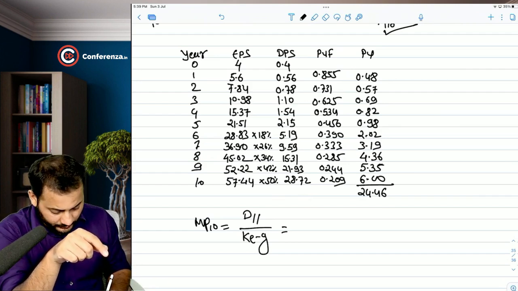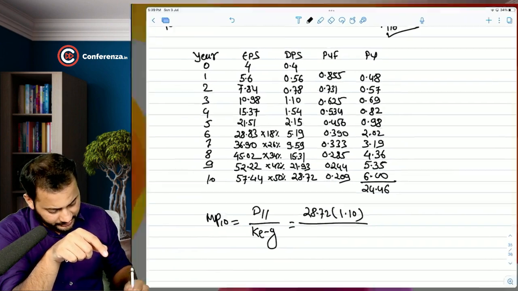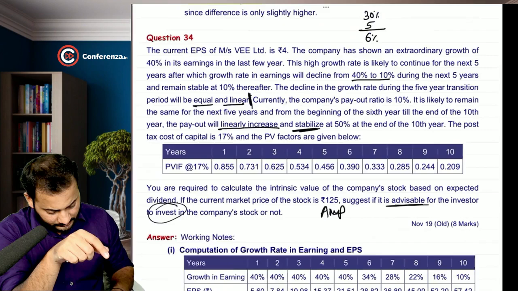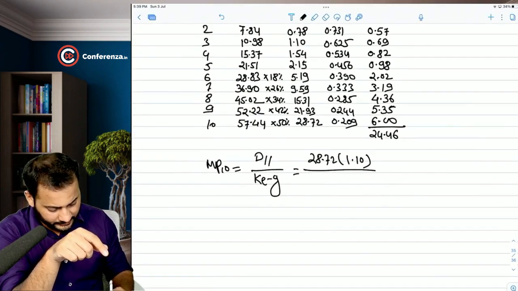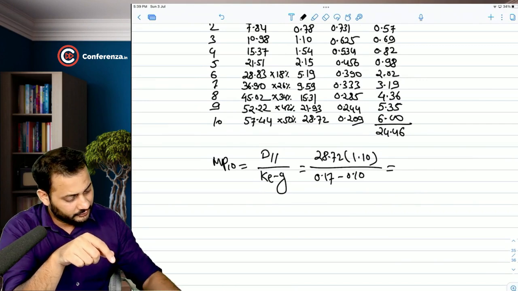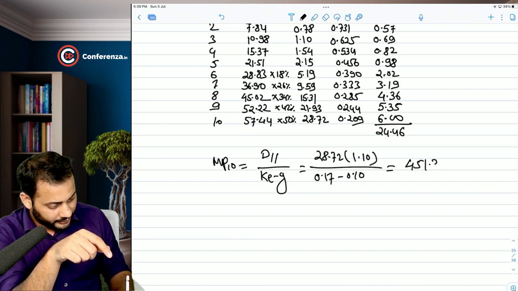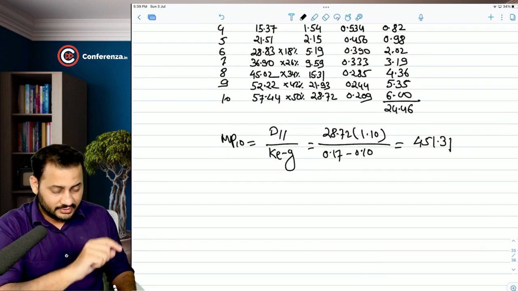28.72, and add the growth in that, which is 1.10. Then the present value factor at which rate? 17%. 0.17 minus 0.10. Let's just calculate. It gives us 451.31. And this is MP10.